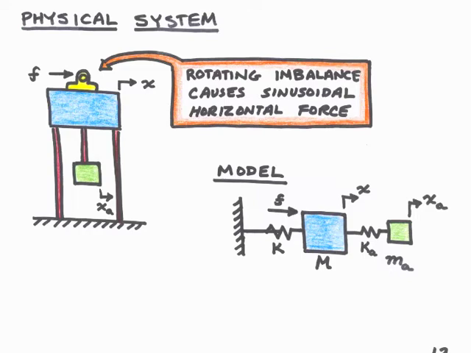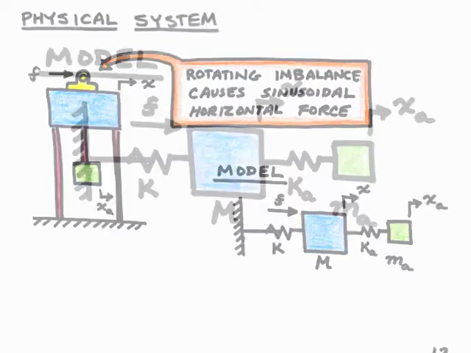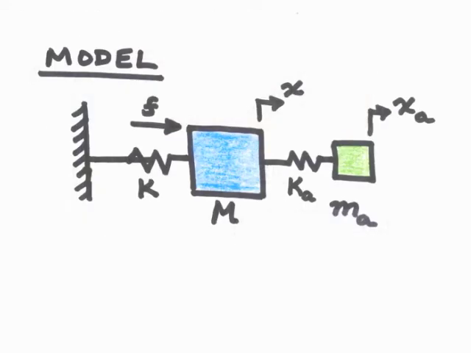The model of this system is as shown here. We have the input force from the imbalance, labeled F, acting upon the mass of the platform and rotating machine, labeled capital M. Capital M is connected to the ground through the stiffness K, and this stiffness represents the supports of the platform. The dynamic vibration absorber consists of mass M_a and spring stiffness K_a.